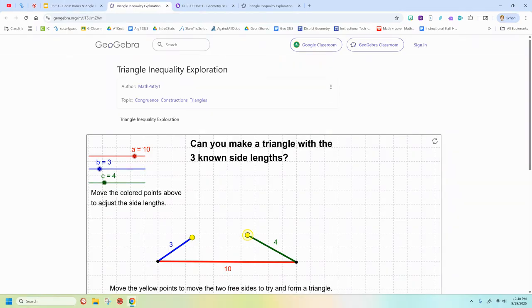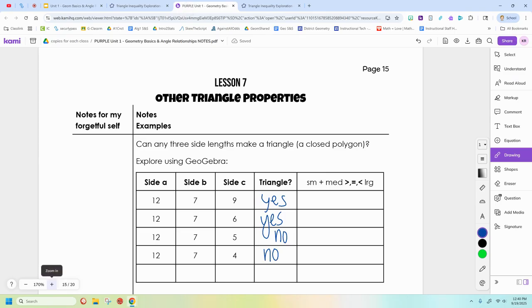So what has to be true about the 2 smaller sides? When you add them up, they have to be what? Bigger than the third. That's exactly right. So go to your paper. They're not in order.